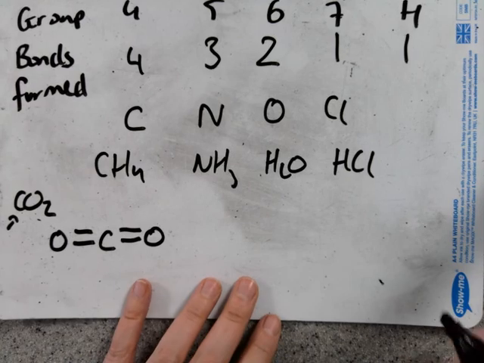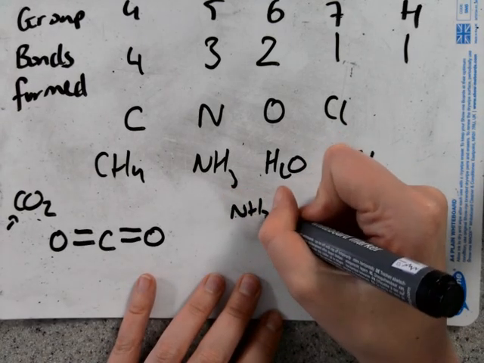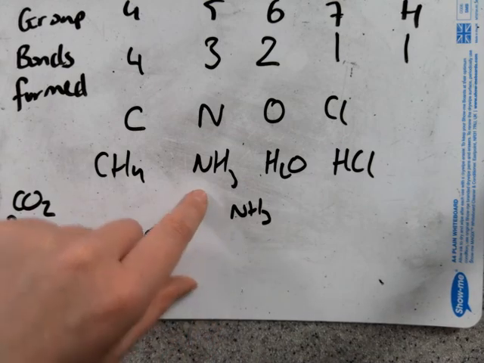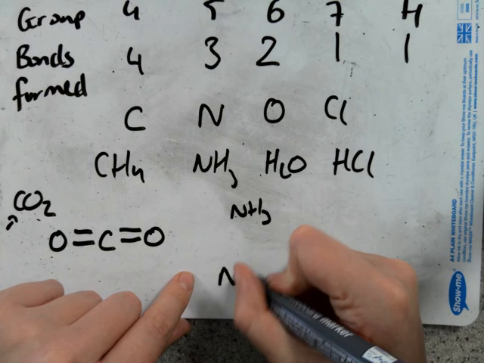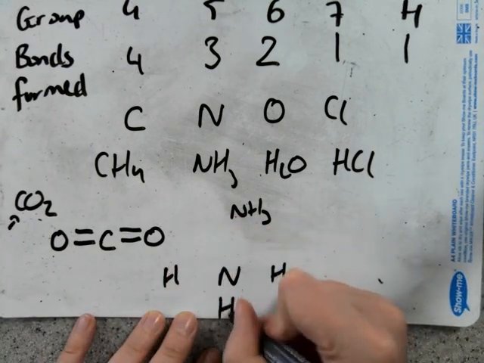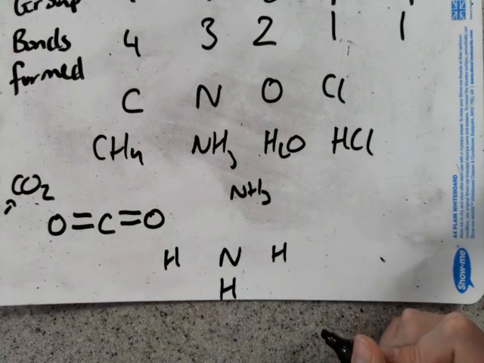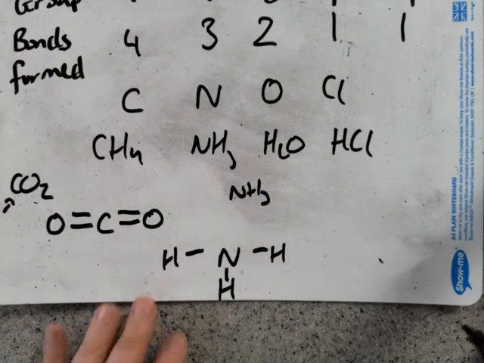If I have a look at drawing NH3, which is what I've got there in front of me, nitrogen forms 3 bonds, hydrogen only forms 1, so I'm going to put nitrogen in the center. I'm going to put the 3 hydrogens around nitrogen. Nitrogen needs to form 3 bonds in total. Each hydrogen can only form 1, therefore they're all going to be single bonds.